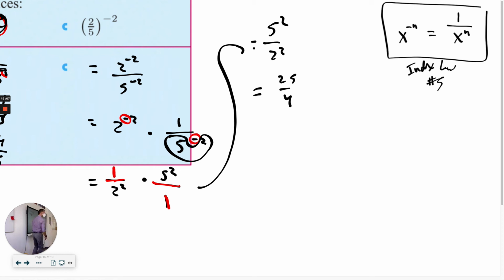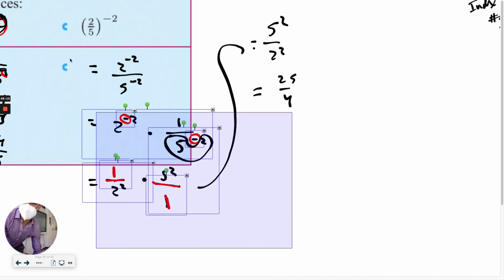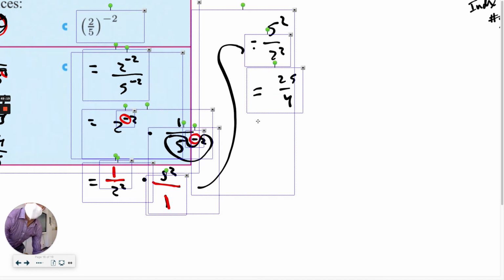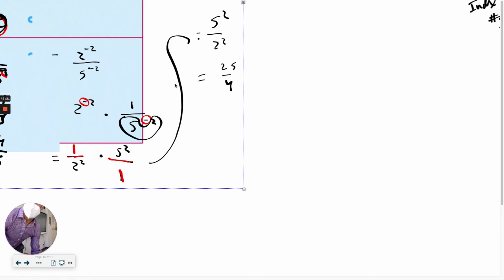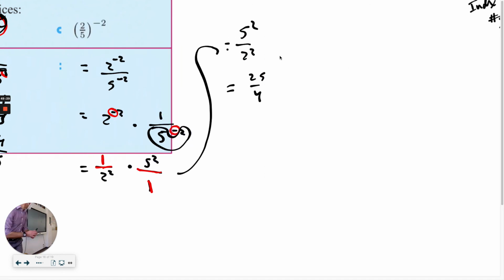Do you want to see another one like that? Let's do another one that's similar. All right. Let's try one that's similar. Just walk through it again. Like, let's go 3/4 to the negative 2.